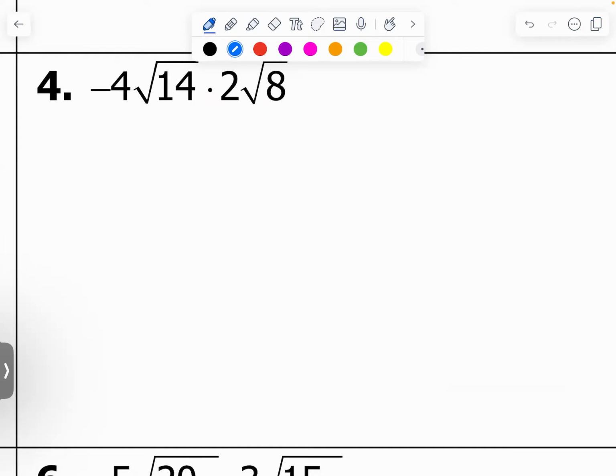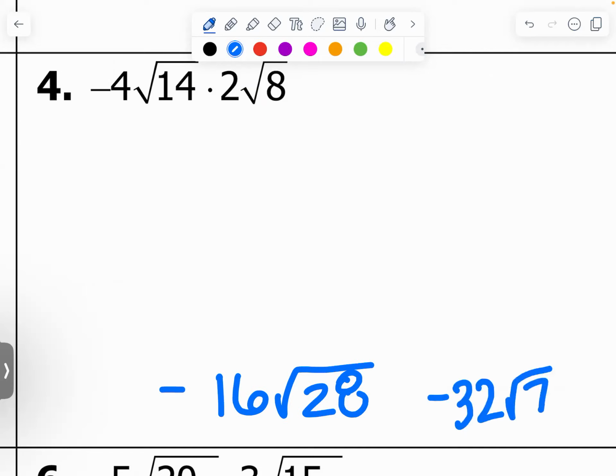All right. Gabe, what did you get for your final answer? Square root 28? Who has a different answer? What do you have? -32 divided by 7. You are saying the same answer.